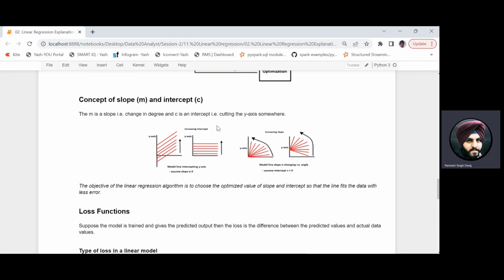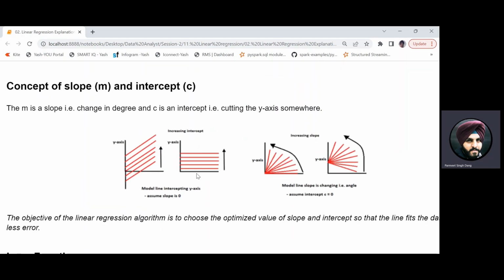If you see this picture, or let me zoom in, here the slope is 0. But the intercept is where this line cuts the y-axis. Here, the slope is increasing, but the intercept is 0 because all these lines are cutting at y equals 0.